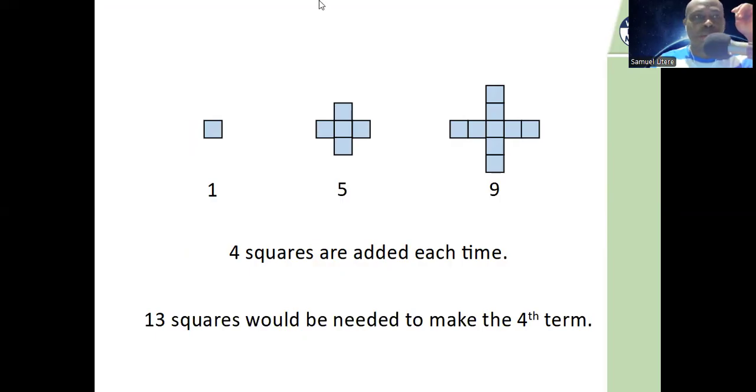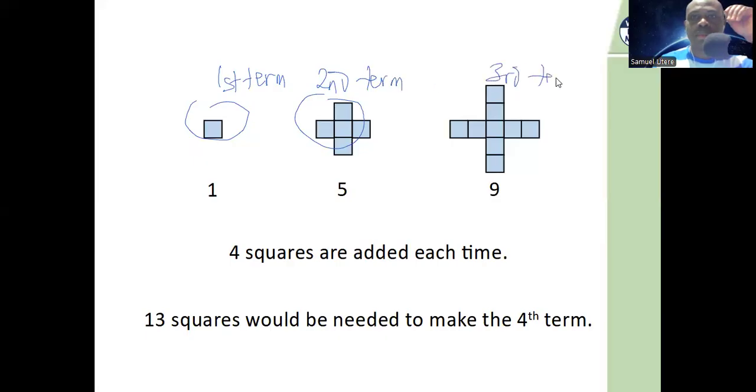So you should now know how to identify first term, second term. So that's the first term, that's the second term, first term, second term, that's the third term. Okay, so the fourth term will have to be 13 squares because we're adding 4 every time. 1 plus 4 is 5. 5 plus 4 is 9. 9 plus 4 is going to be 13. Okay, so the fourth term will have 13 squares. Okay, let's move on.